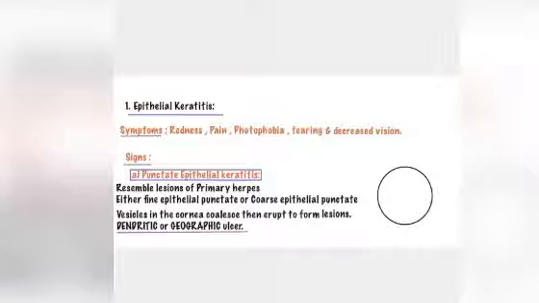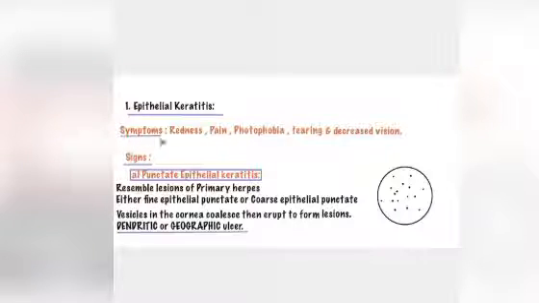Before I tell you about the signs, I have to draw the diagram of punctate epithelial keratitis. So this is the cornea. Punctate epithelial keratitis is nothing but many dots, punctum. So this is how the epithelium of a person who's having punctate epithelial keratitis will look.